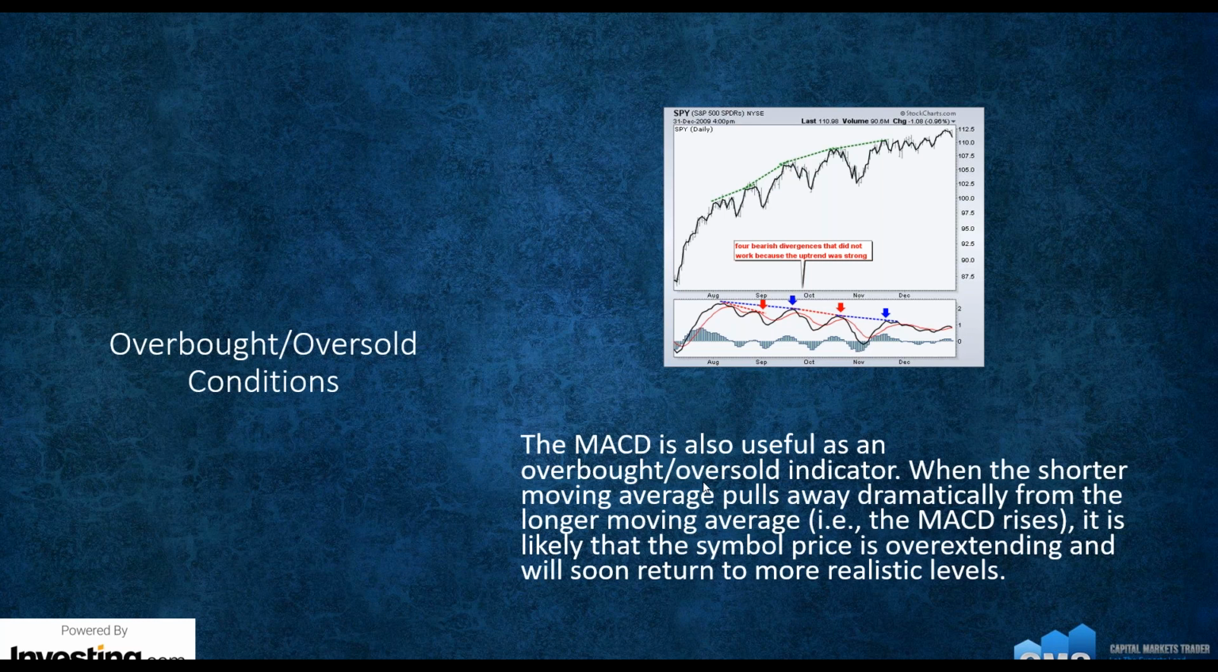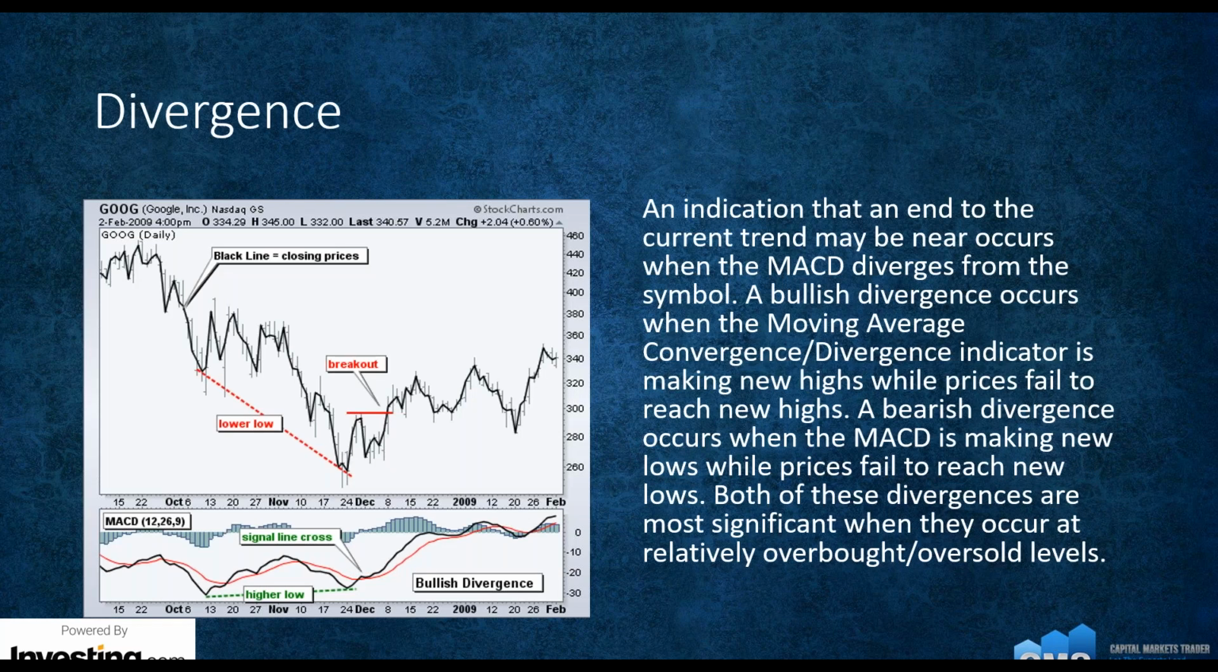Then we have divergence. Divergence is one of the hardest things to see on a chart and isolate. But when you do, you have a valuable piece of market information. Now, in the MACD, we get a divergence. Divergence is always explained as when the price action moves in one direction while the indicator is moving in the opposite direction.